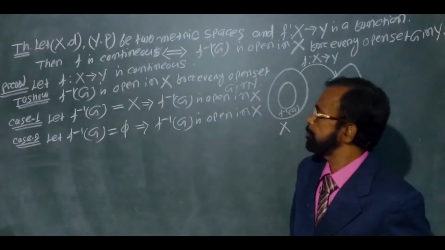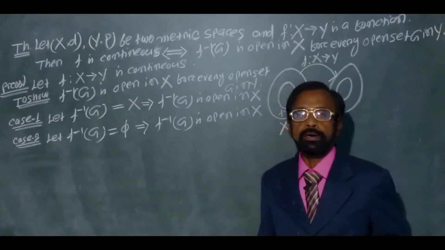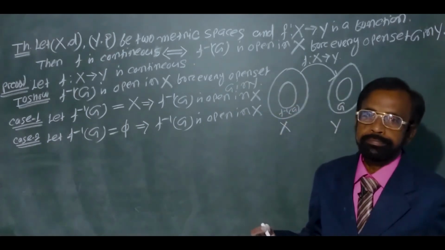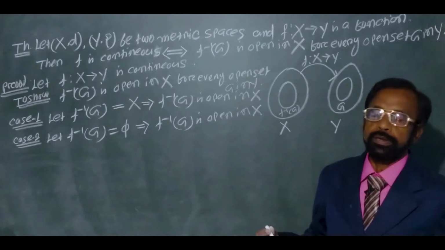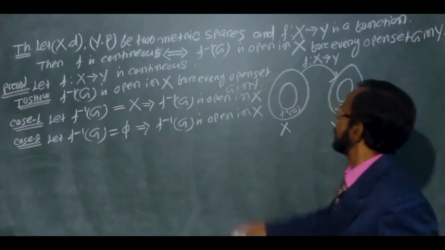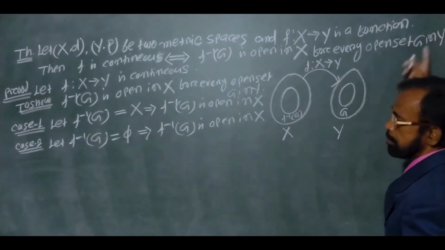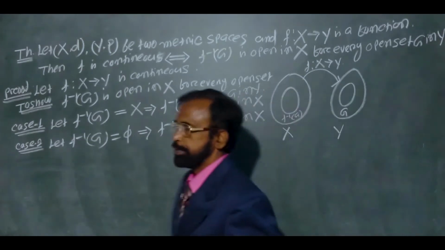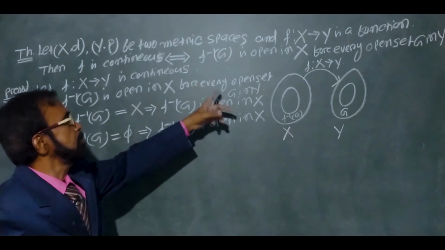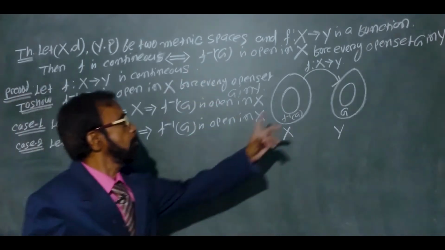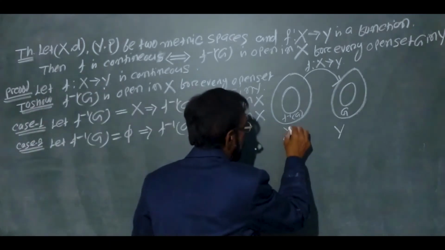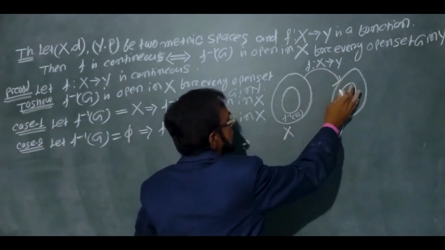Dear students, now we prove the most important theorem, that is called Pullback Theorem. So what is the statement of Pullback Theorem? Let (X, d) and (Y, rho) be two metric spaces and f: X to Y is a function. Then f is continuous on X if and only if f inverse G is open in X for every open set G in Y.